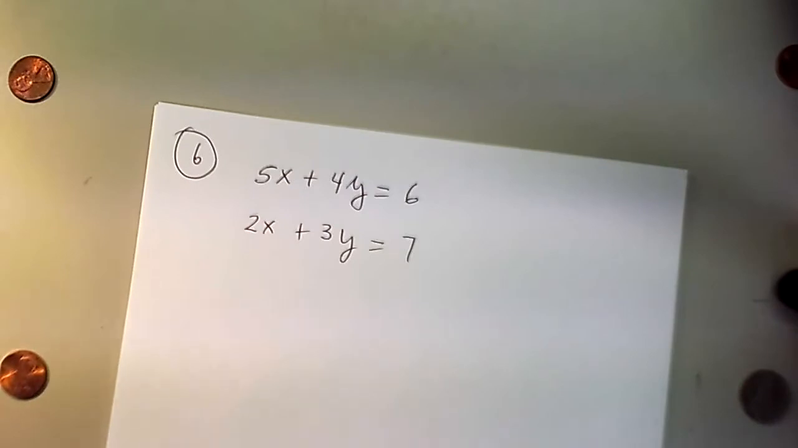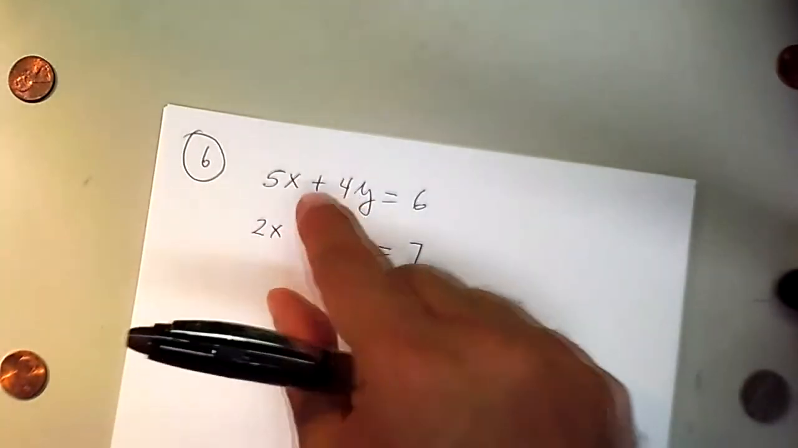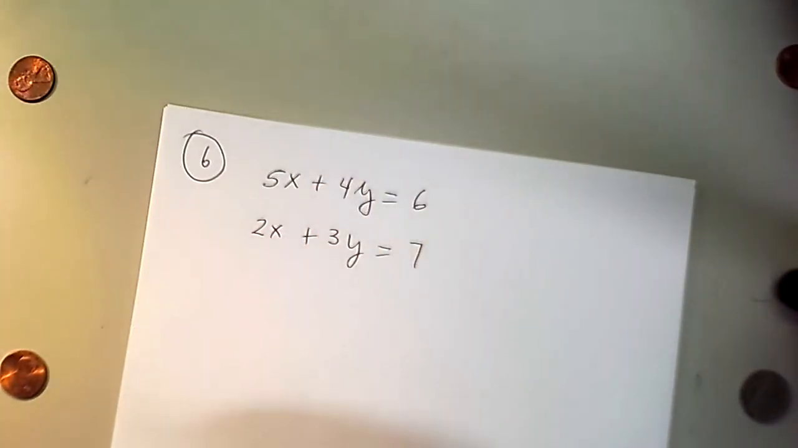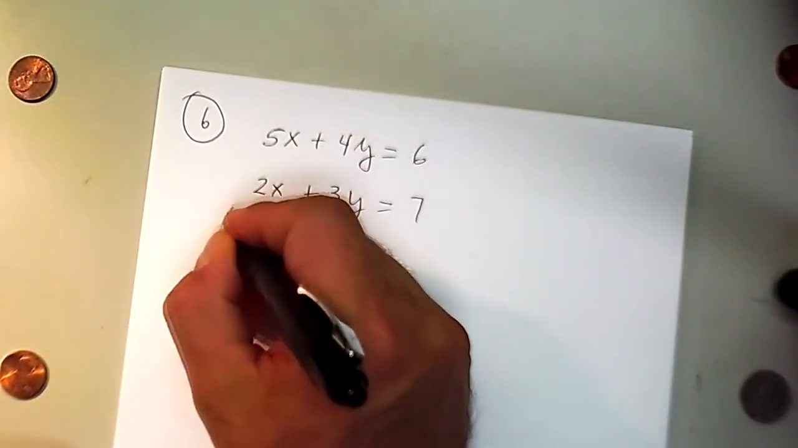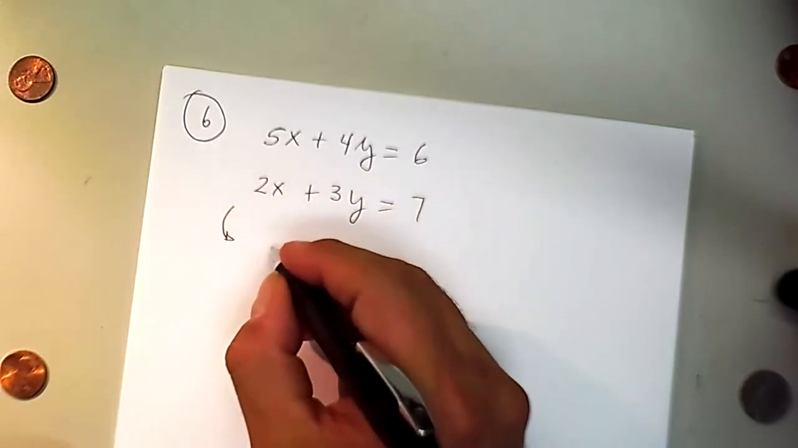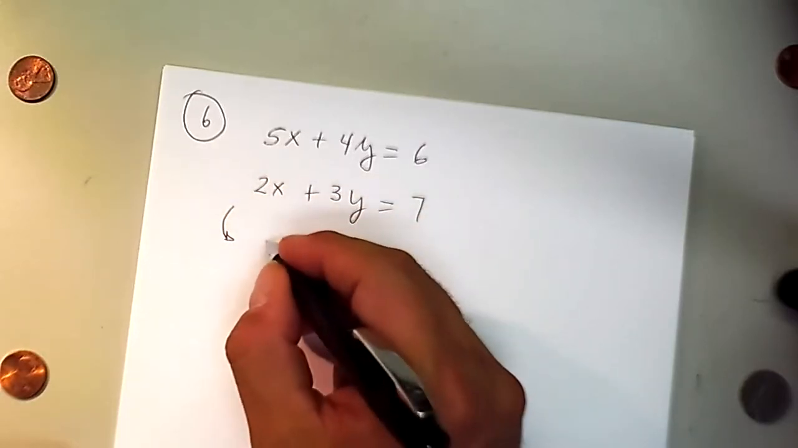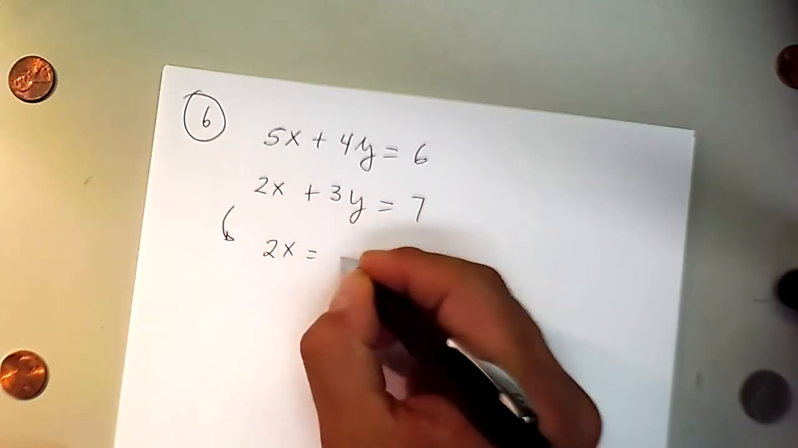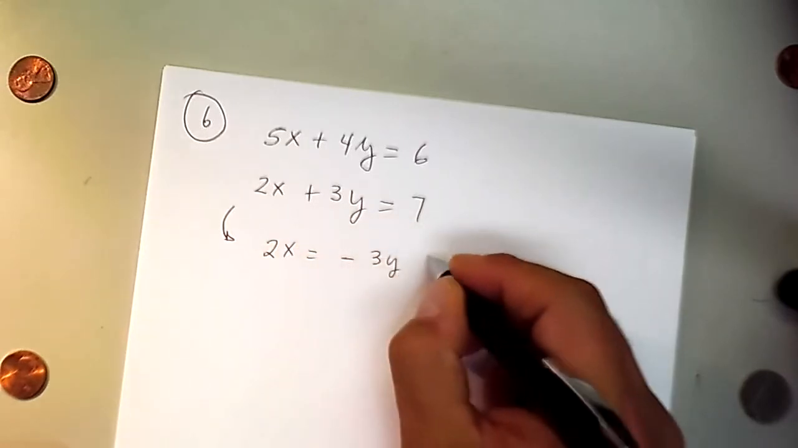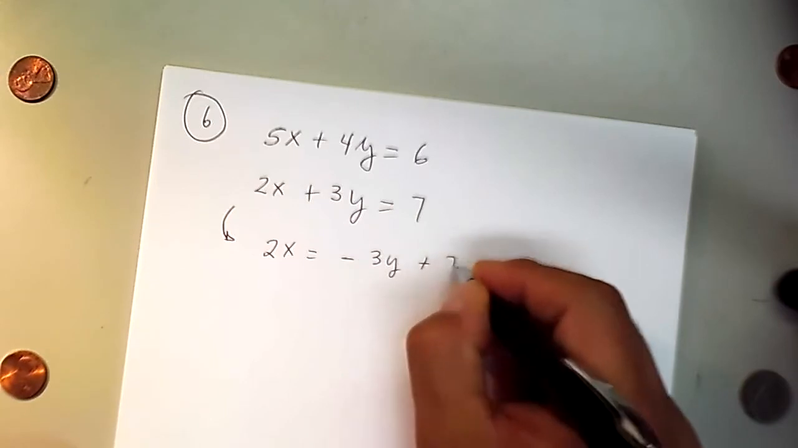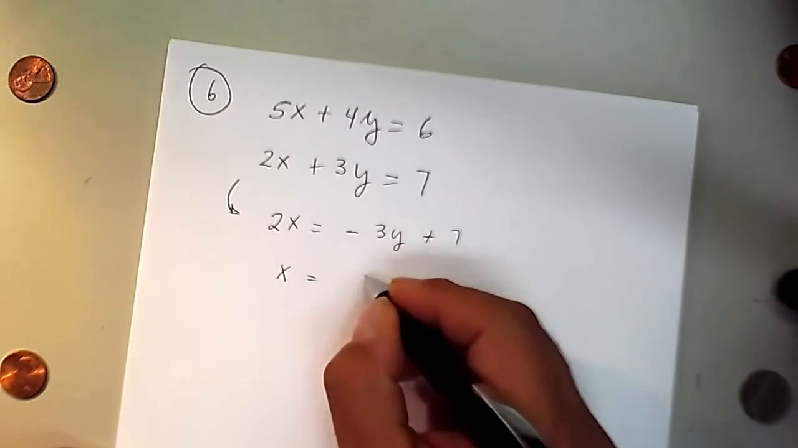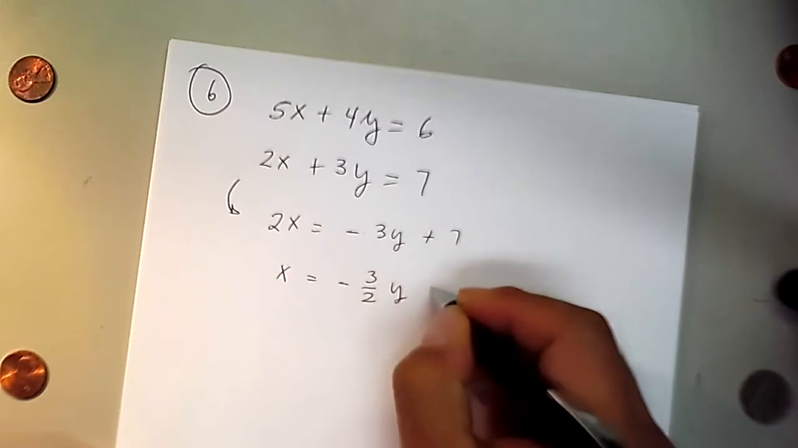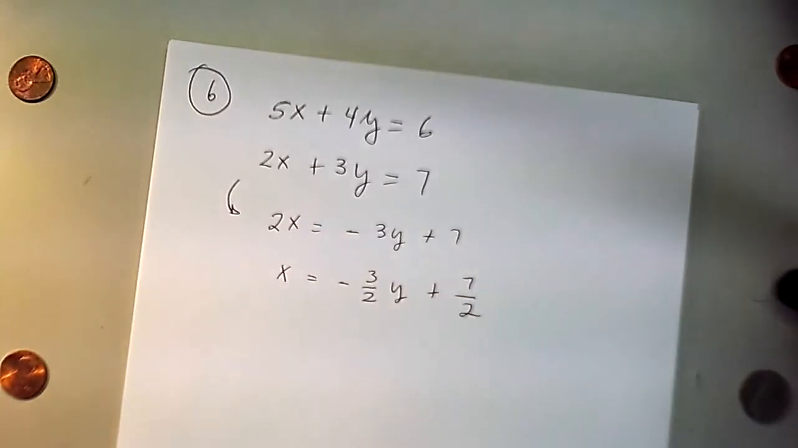The degree of difficulty is going to be the same. We've got to bring the other quantity to the other side, and divide by the coefficient. Okay, so let's do it. This equation, I'm going to do it in 2 steps. 2x equals negative 3y plus 7. And then we're going to divide by 2. So x is negative 3 over 2 y plus 7 over 2.